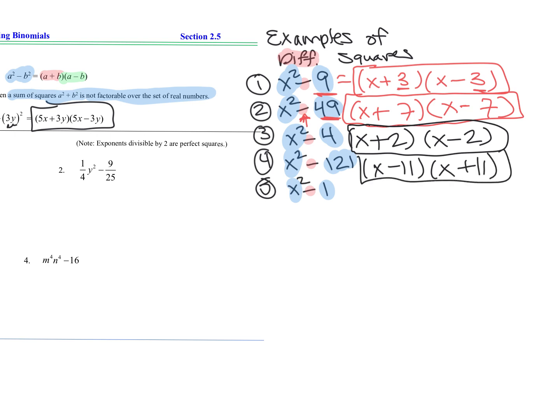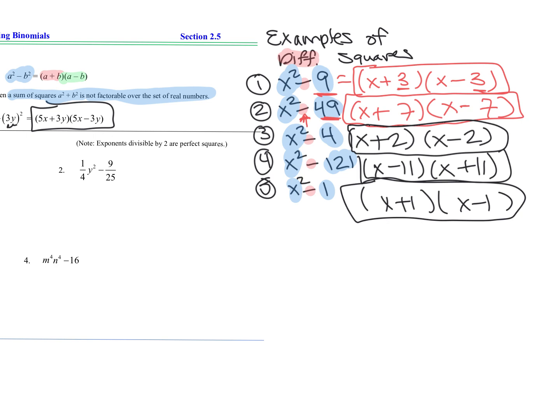And I did that leading with the x minus 11 to show you that it doesn't matter the order. And then last, x squared minus 1. The square root of 1 is 1. So this would be x plus 1, x minus 1, or x minus 1 times x plus 1. Okay, remember, you can always check this by multiplying it back out, right?